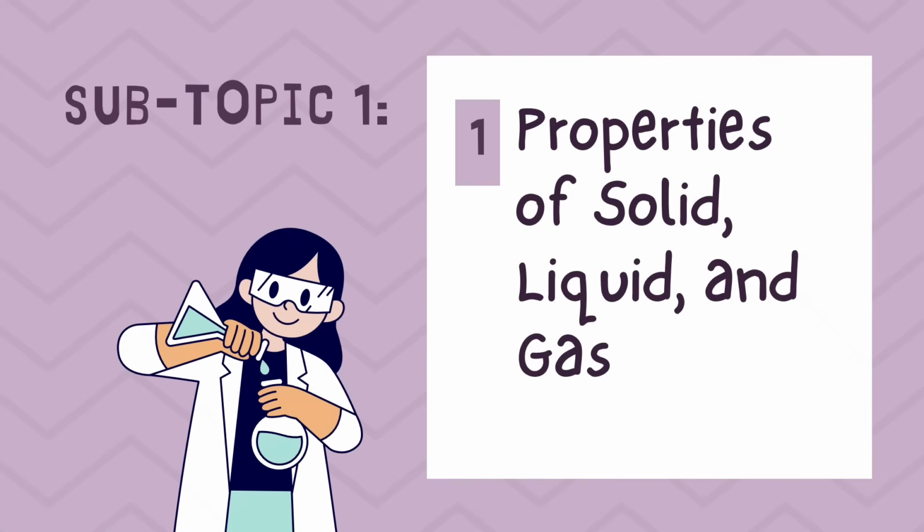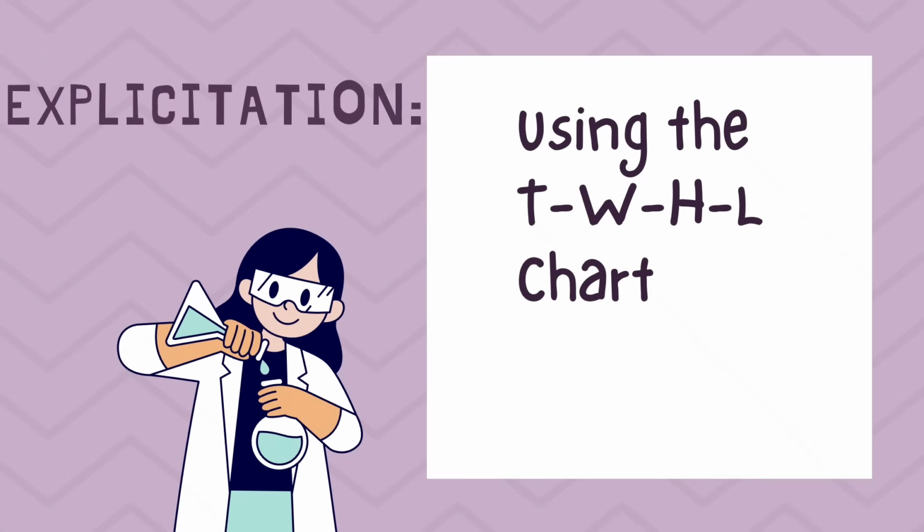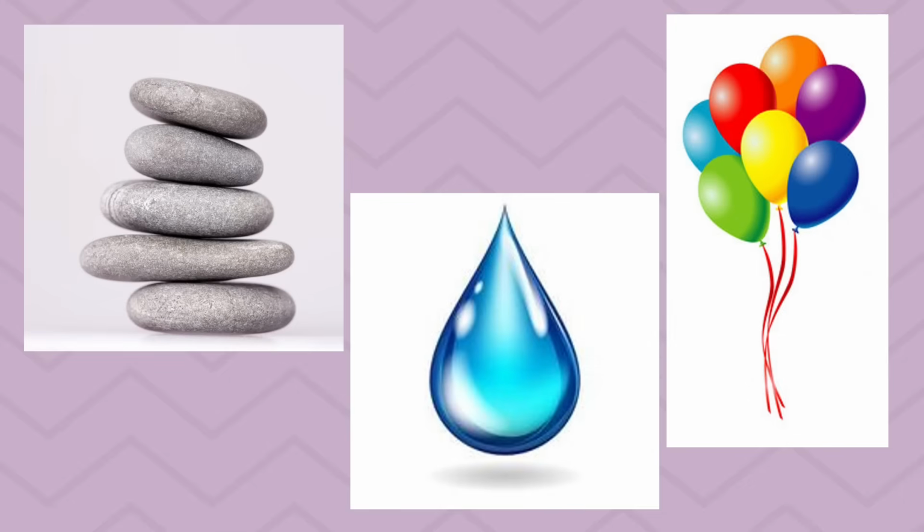For our subtopic 1, we're going to discuss first the properties of solid, liquid, and gas. But I think for the first week, somehow, we touched on these topics already. Okay, so using the TWHL chart, what do you already know? And then what you want to know, and then of course the H and L will be answered at the end of the lesson.